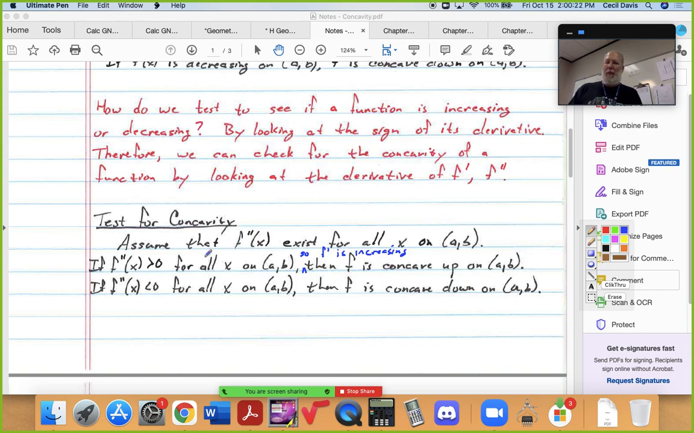And if f double prime is less than 0 for all x on (a, b), so f prime is decreasing, f is concave down. Again, the reason that the second derivative tells you about the concavity is because it tells you whether f prime is increasing or decreasing.